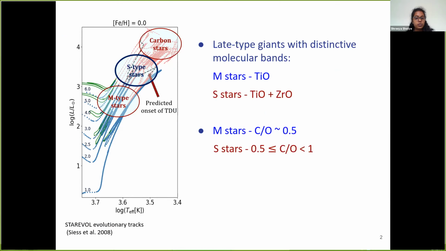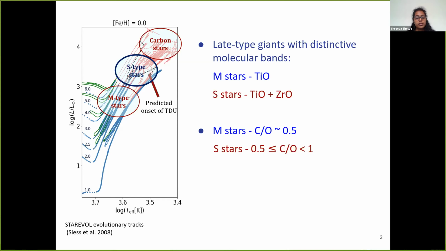Now, the characteristic feature of the M stars is that you see titanium oxide bands in the optical spectra of these stars, and the S stars are characterized by titanium oxide as well as zirconium oxide bands. The M stars have a carbon over oxygen ratio of almost 0.5, but the S stars, as has also been mentioned by Taïssa and previous speakers, are transition objects between M stars and carbon stars. So they have a carbon over oxygen ratio in between 0.5 and 1.